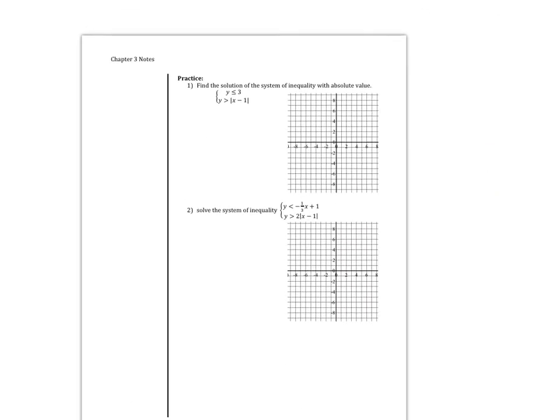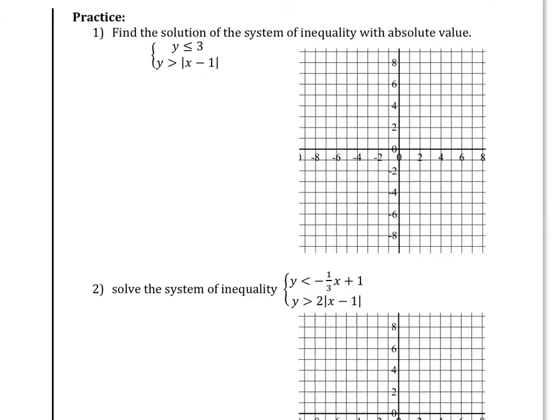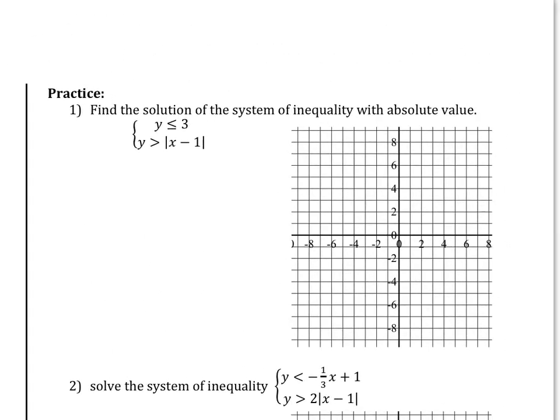All right, let's look at other kinds of inequality. So this first one is... let's try this one. Y is less than or equal to 3. Y equals 3 is the horizontal line at 3. So less than or equal to 3, that's going to shade down.